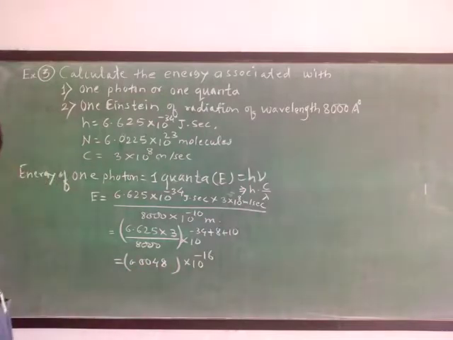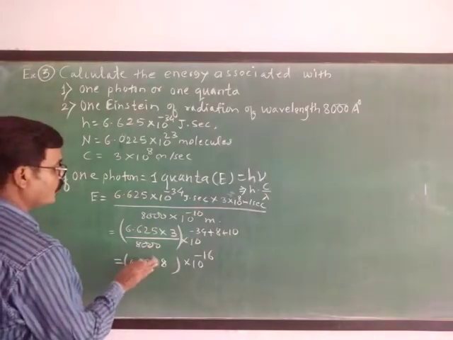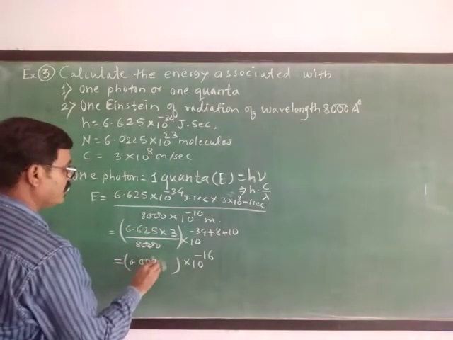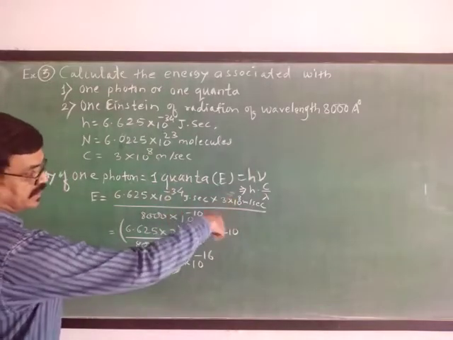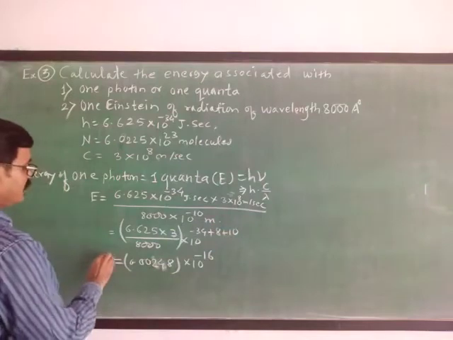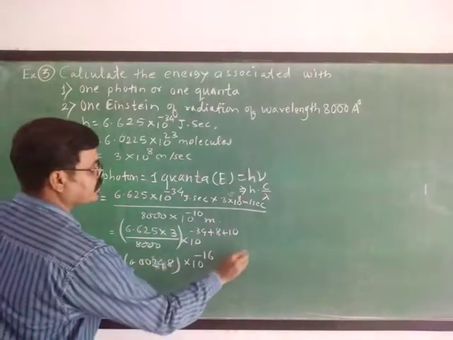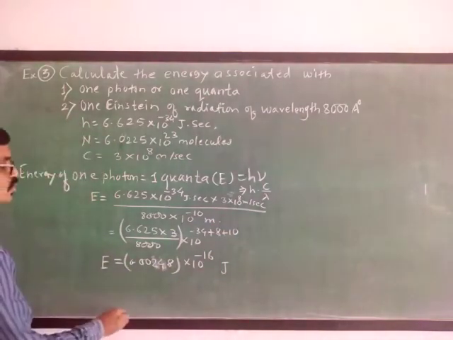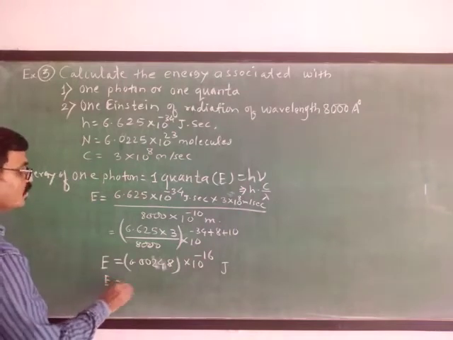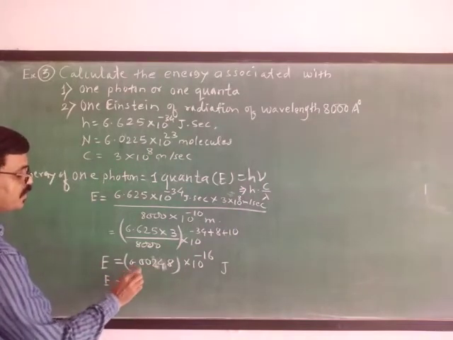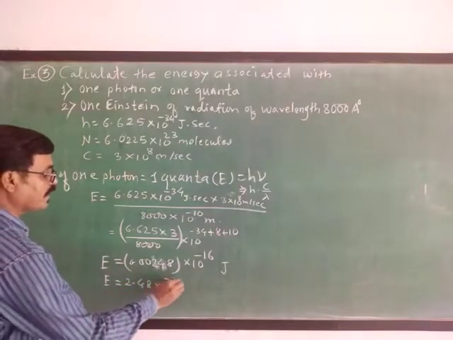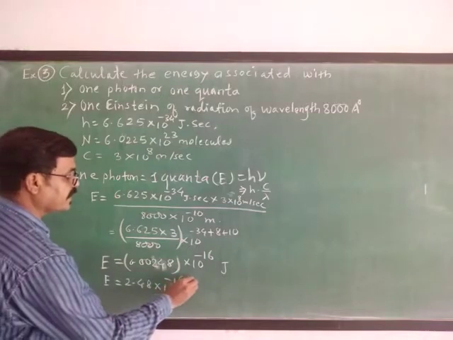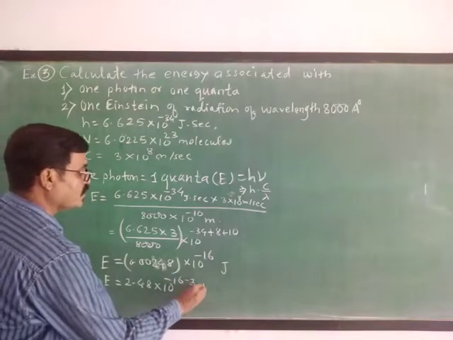0.00248 into 10 raised to power minus 16. All the terms are in MKS. That's why the unit of energy in MKS is joule. Now E is equal to, if you shift the decimal point, 2.48 into 10 raised to power minus 16, and shifting it by three places gives minus 3, so many joules.